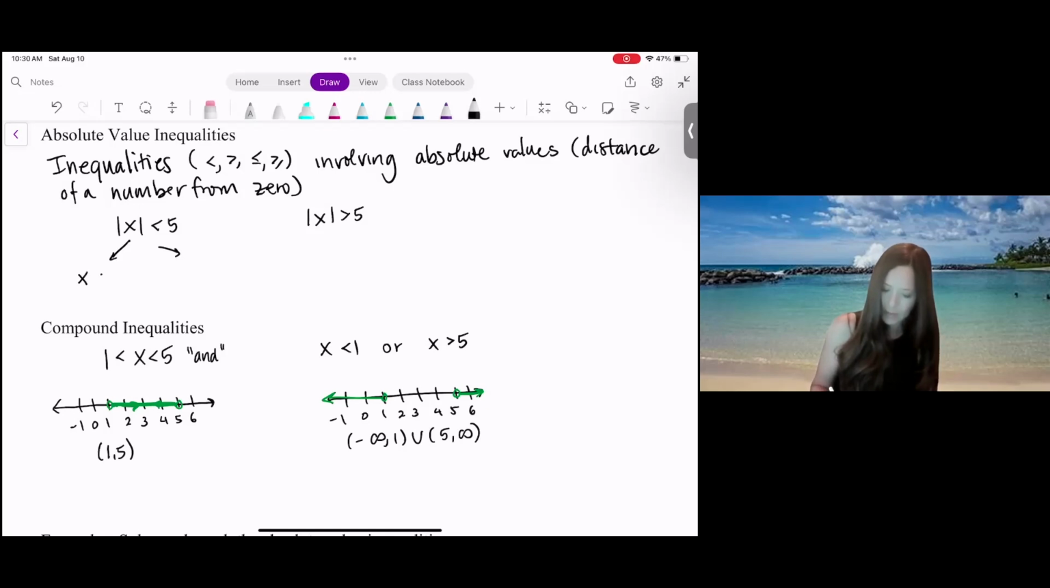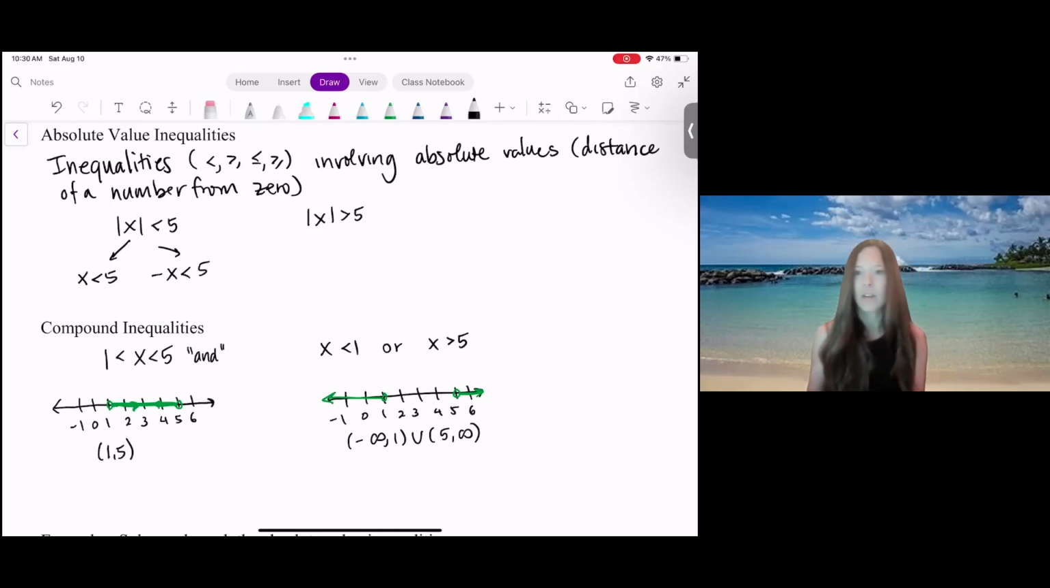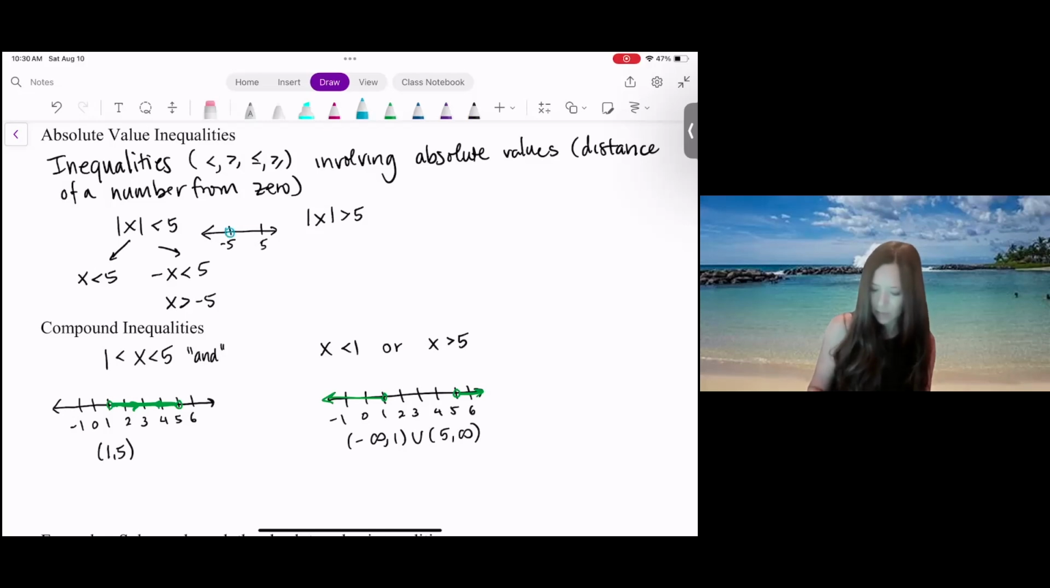that positive x is less than 5 and negative x is less than 5. But remember, when I have a negative, if I want to isolate that variable, instead of just having negative x, I would divide both sides by that negative, and I would get x is actually greater than negative 5. So if x is greater than negative 5, but less than positive 5, that's the region between, and I can rewrite this as negative 5 is less than x is less than 5.